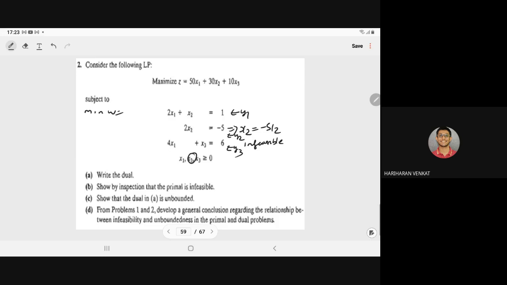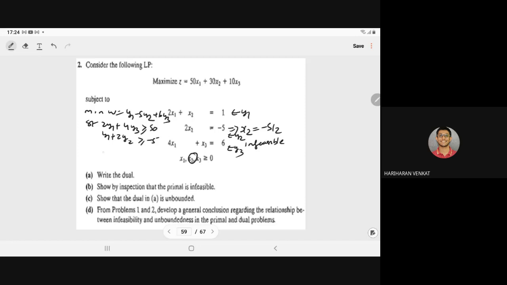Okay. So minimize W equals y1 minus 5y2 plus 6y3, subject to 2y1 plus 4y3 greater than or equal to 50, and y1 plus 2y2 greater than or equal to minus 5, and y3 greater than or equal to 6, and y1, y2, y3 are unrestricted in sign. So this is our dual.